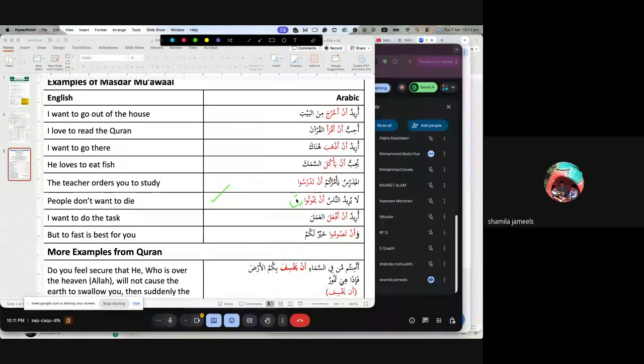La yuridu nasu an yamutu: people don't want to die. So that 'to die' is the noun here. I don't want dying. Death is also masdar, right? Yes, concept, idea. In this way, masdar. If you understand this, you have got hold of one of the big pillars in Quranic Arabic grammar. Inshallah, today, with our teaching by Ustada and a little bit of my help, our objective is to make it absolutely solid, strong. The next one.